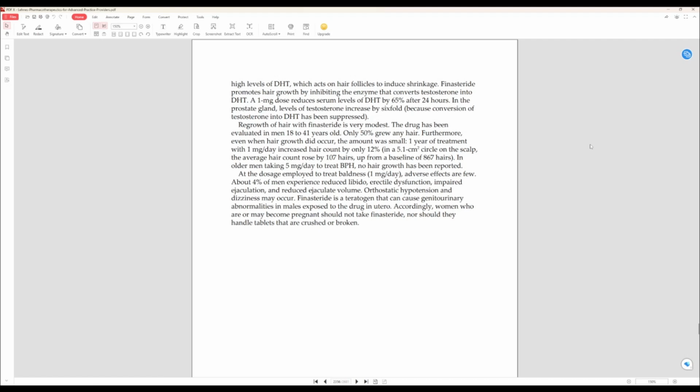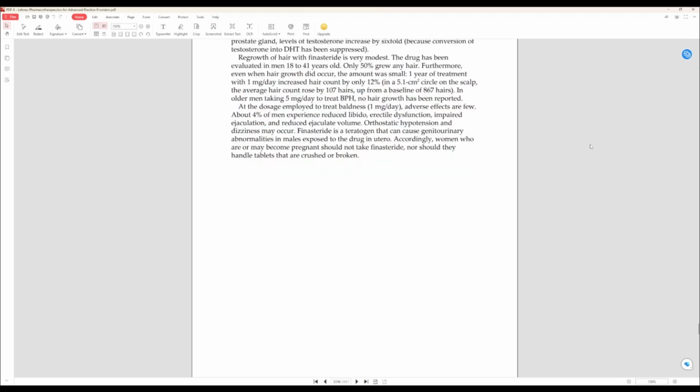At the dosage employed to treat baldness, adverse effects are few. About 4% of men experience reduced libido, erectile dysfunction, impaired ejaculation, and reduced ejaculate volume. Orthostatic hypotension and dizziness have also occurred. Finasteride is a teratogen that can cause genitourinary abnormalities in males exposed to the drug in utero. Accordingly, women who are or may become pregnant should not take finasteride, nor should they handle tablets that are crushed or broken.